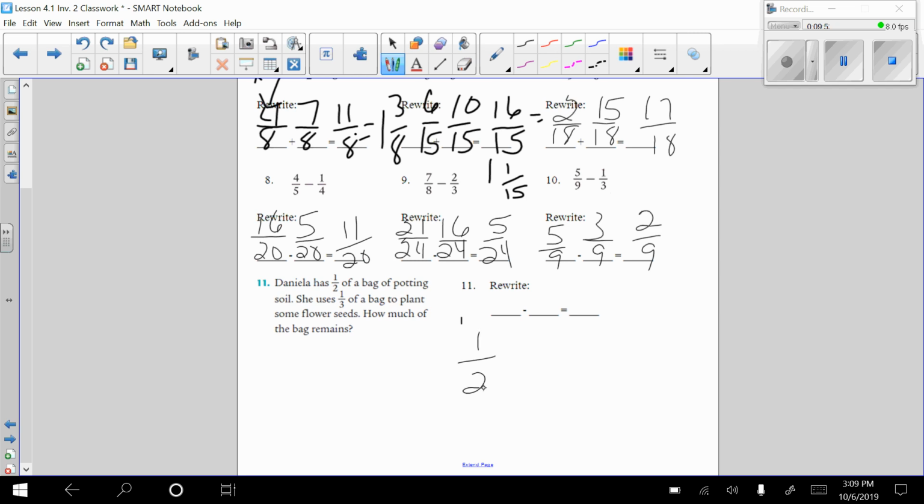So it would be 1/2 minus the 1/3 that she used. What do I get? Well, I need to find my common denominator. In this case, 2 times 3 is 6. That will be my common denominator.